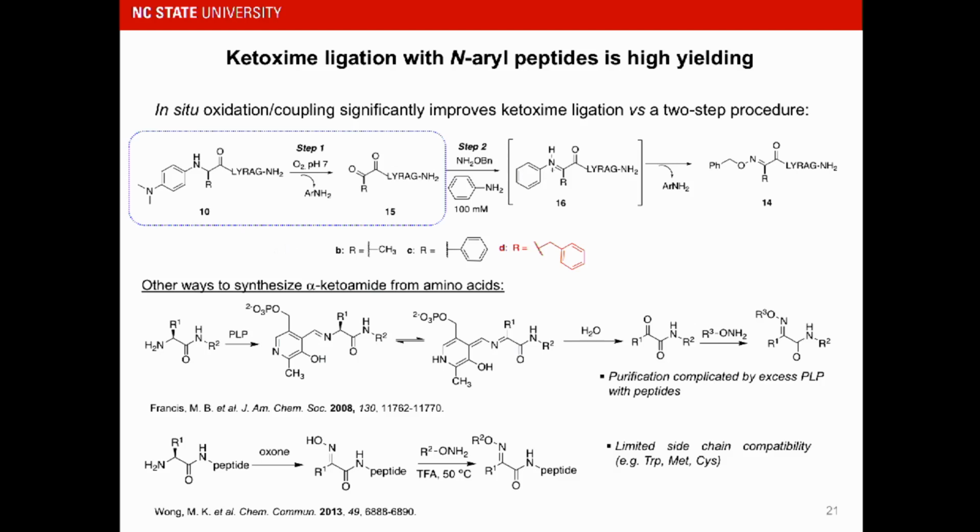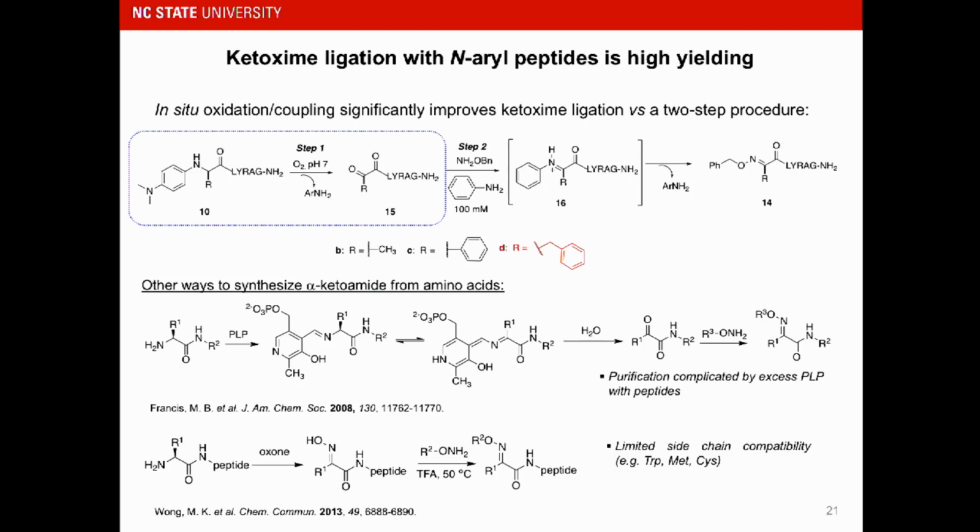The adduct undergoes isomerization, ionization, followed by hydrolysis. This is a very elegant and mild approach, but on a peptide, it can be problematic to get rid of the excess PLP, right? Our approach allows a very simple method: just expose that to oxygen. The second approach I'm showing is treating a peptide with Oxone followed by an oxime exchange with TFA at 50 degrees Celsius, so it doesn't tolerate as many side chains.